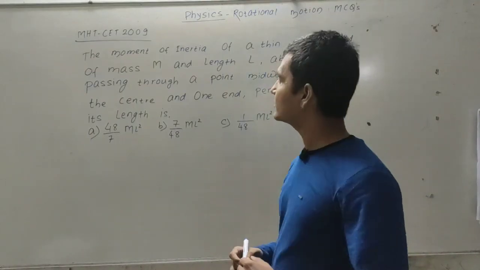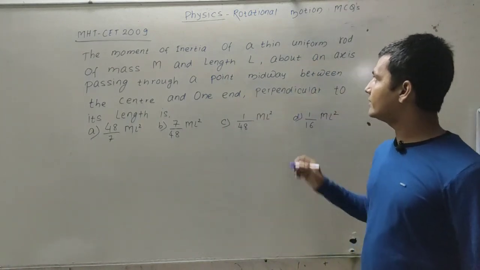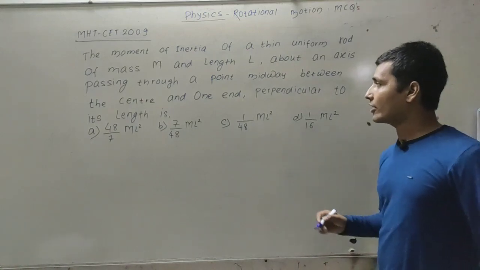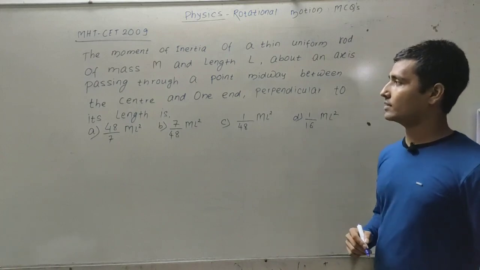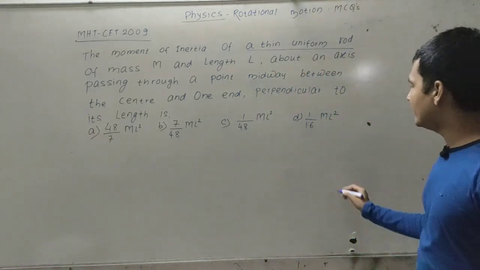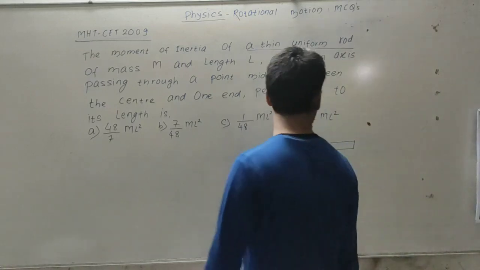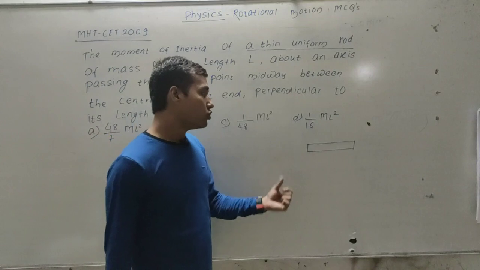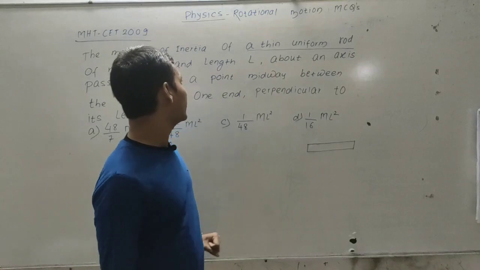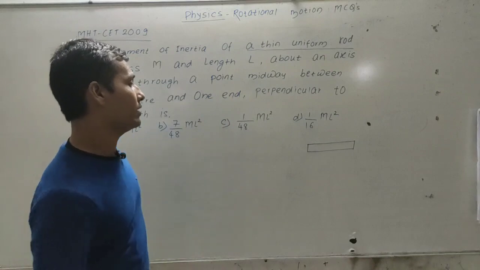So our next problem is: the moment of inertia of a thin uniform rod of mass m and length L about an axis passing through a point midway between the center and one end, perpendicular to its length. So there is one thin uniform rod. This is our thin uniform rod. The length of the rod will be L and its mass is m.